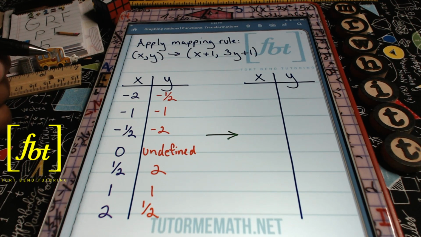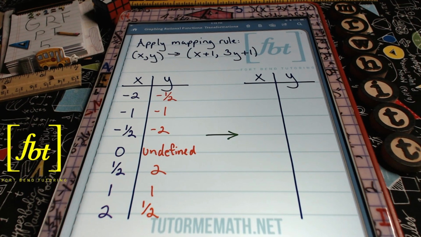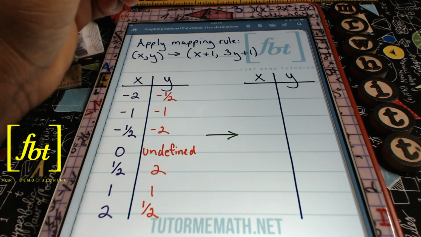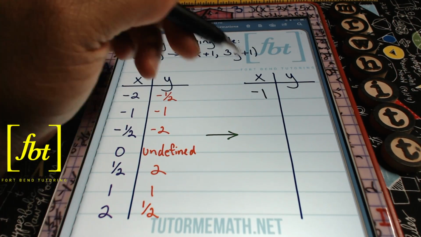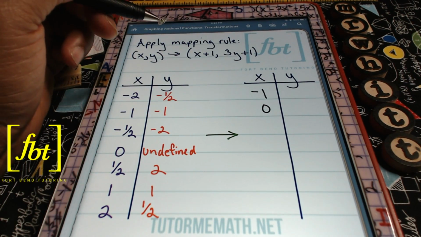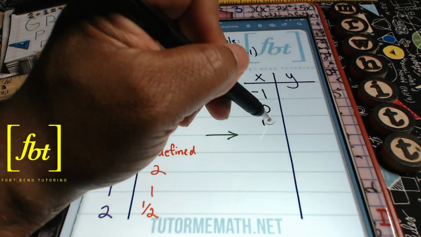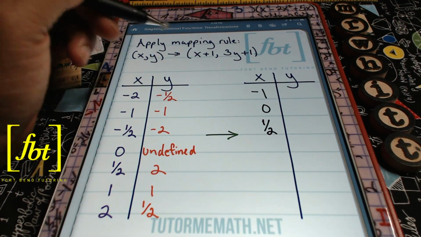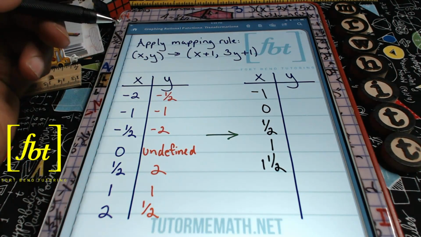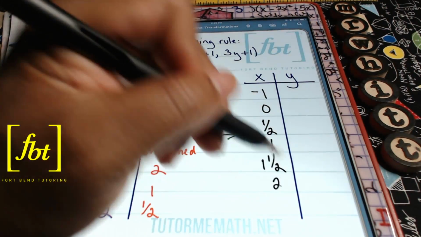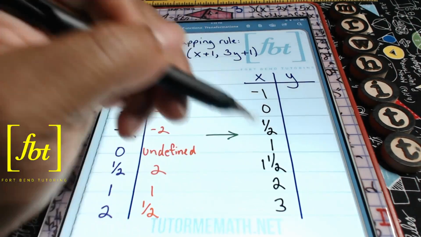Next, we'll be actually applying our mapping rule to our parent function's xy chart. So for all the x values, all we have to do is add 1, right? So -2 plus 1 gives us -1. -1 plus 1 is 0. -1/2 plus 1 is going to give us +1/2. Then we'll have 0 plus 1, which is 1. 1/2 plus 1, I'll write it as 1 1/2 or 3 halves. We have 1 plus 1, which is 2, and then 2 plus 1 gives me a value of 3.